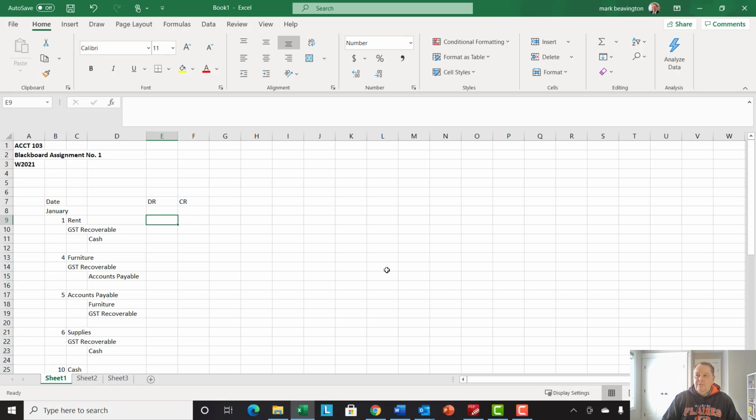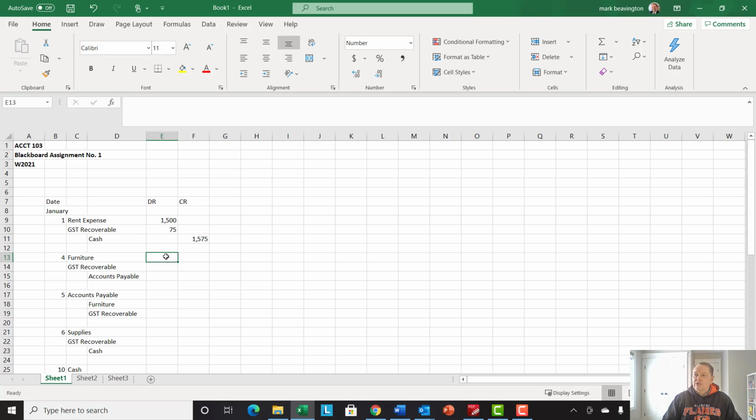So January the 1st, we paid some rent, and so we paid $1,500 plus GST. So the amount of rent is going to be $1,500. And if you do the calculation, 5% of 1,500 is $75. So that's GST recoverable. That's the account name. This could be rent expense, but it's an expense. That's the key there. And the amount of cash coming out is $1,575. It's a credit to the bank or a credit to cash, saying we're getting that out of the account.